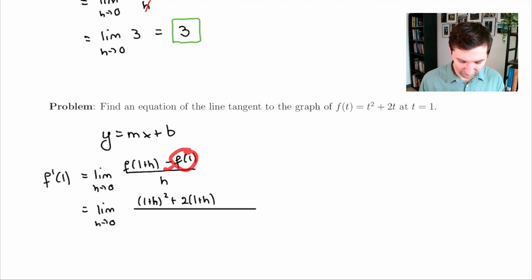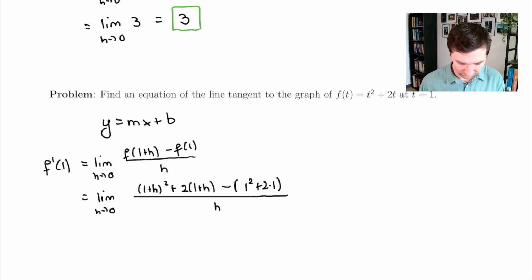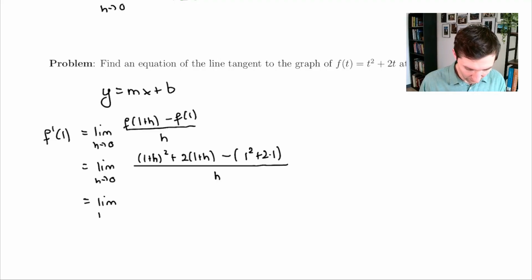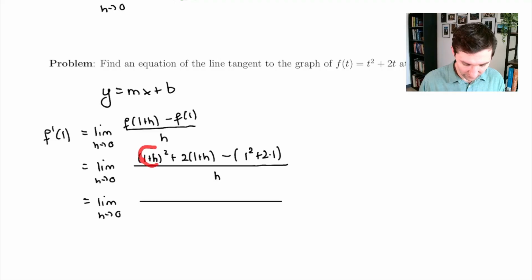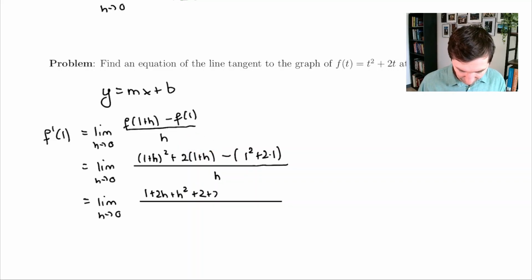I'm supposed to subtract f of 1, so I subtract what I get when I plug in 1. Subtract 1 squared plus 2 times 1. I divide everything by h. I simplify the numerator by multiplying everything out. In the numerator, in the first parentheses, I multiply this out, and I get 1 plus 2h plus h squared. Then I'll multiply 2 out, and I get plus 2 plus 2h. Finally, I distribute the minus to both terms, and I get minus 1 minus 2. Everything gets divided by h.